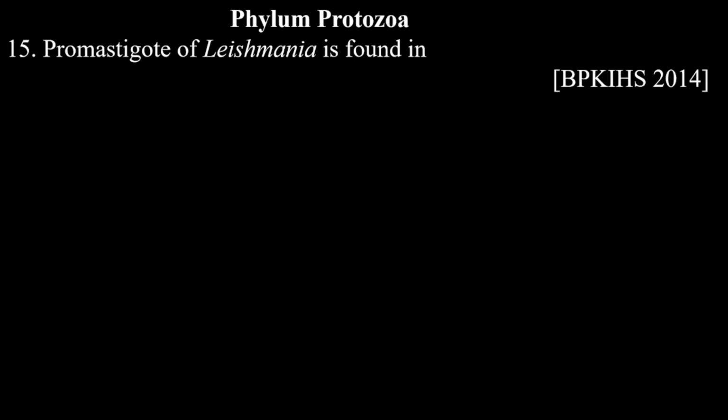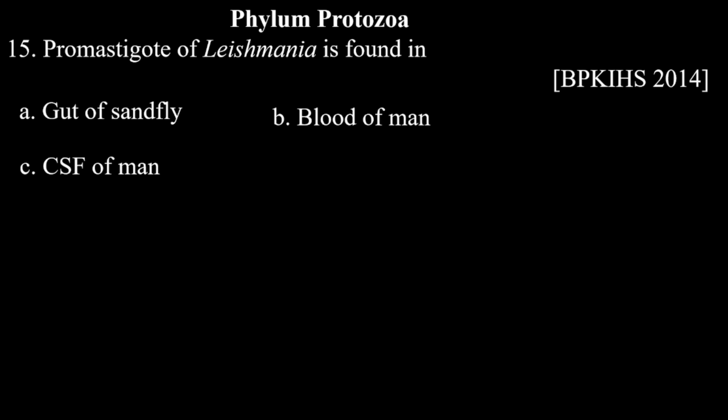Question number 15. Promastigote of Leishmania is found in. Your options are A. Gut of sandfly, B. Blood of man, C. Cerebrospinal fluid of man, D. Outside the host body.